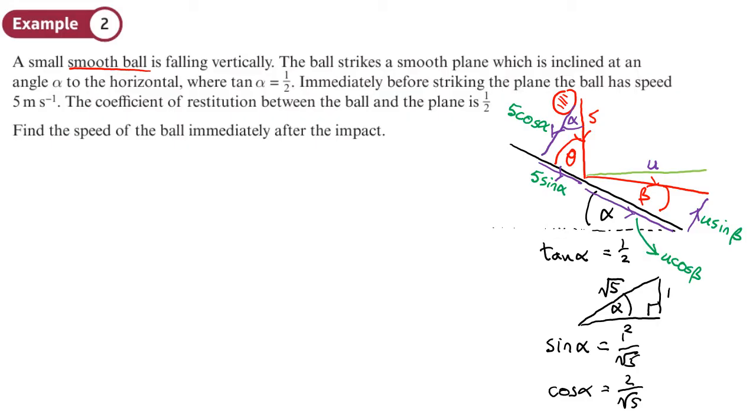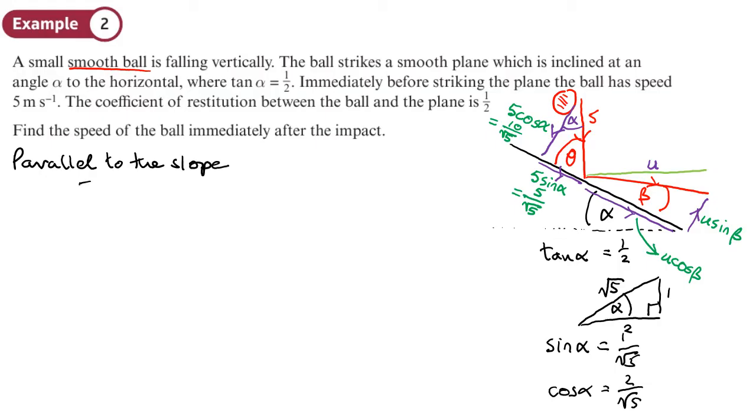So this is basically 10 over root 5, because it's just going to be 5 times 2 over root 5. And the one at the bottom here, this will be 5 times 1 over root 5. So this will just be 5 over root 5. So we have the exact values of those components. So let's start by looking at the velocities which are parallel to the slope. So we know that these are going to be equal.